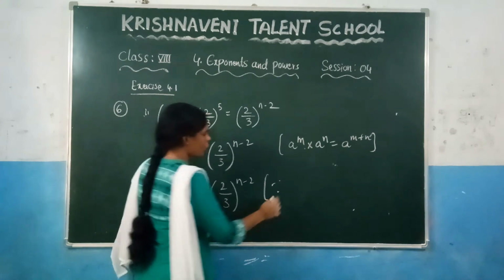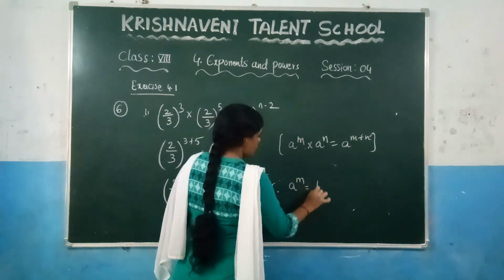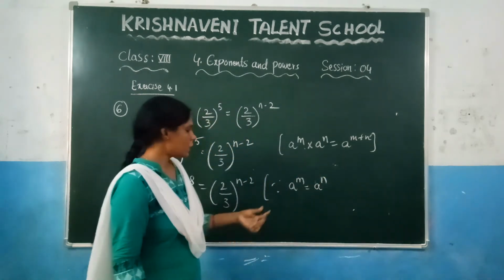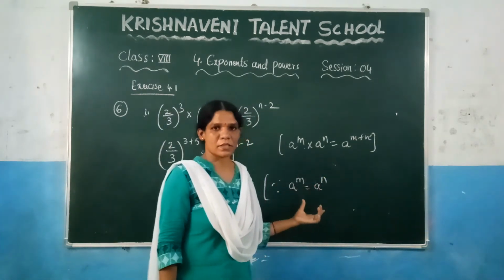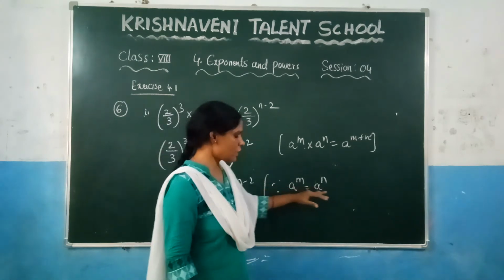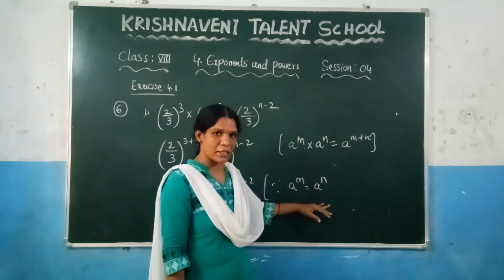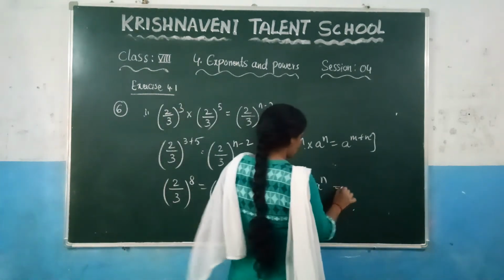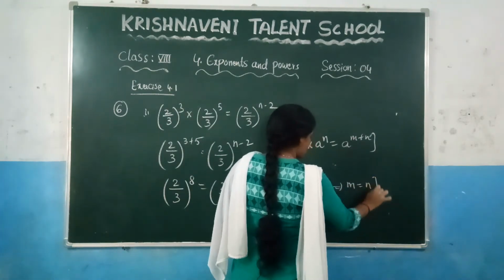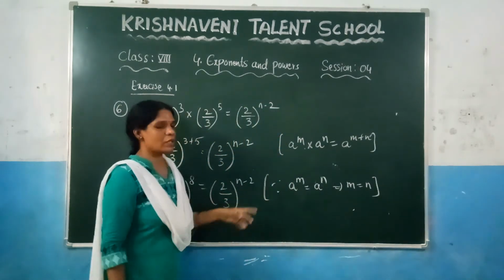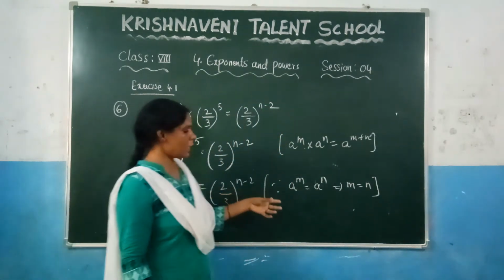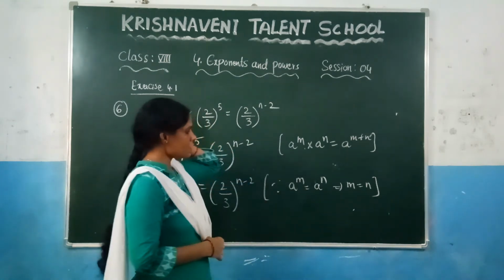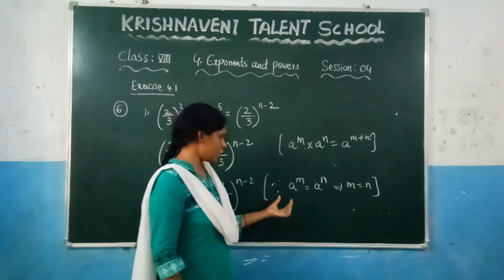So again it is in the form of a^m is equal to a^n. Here the bases are the same, but the powers are not the same. If a^m is equal to a^n, that means if the bases are equal, then clearly you can equate the powers also. That means m is equal to n. It is also a law of exponent. If a^m is equal to a^n, then we can say that m is equal to n.